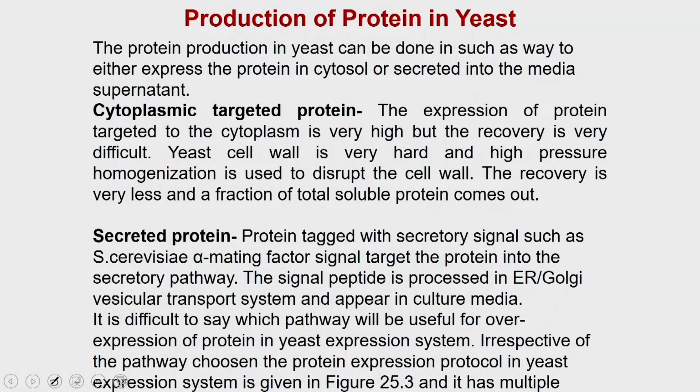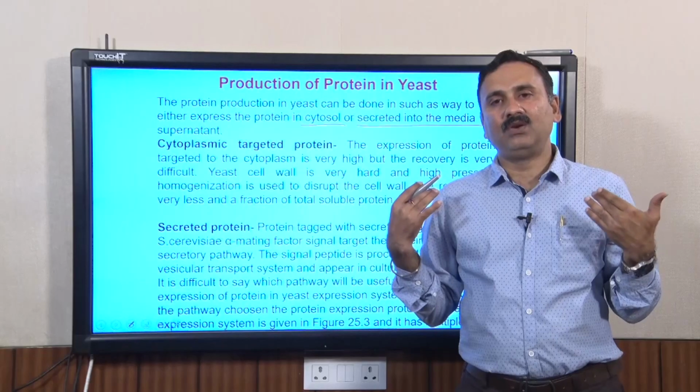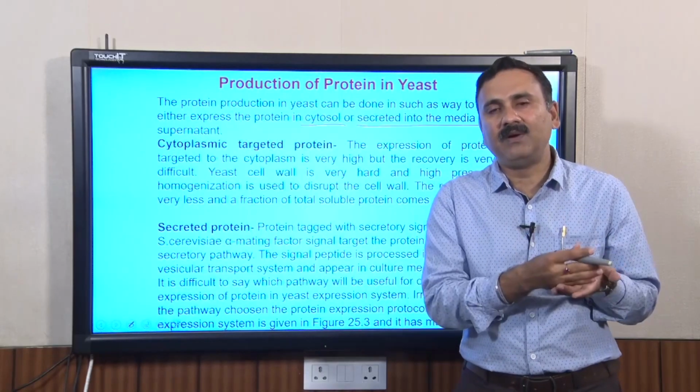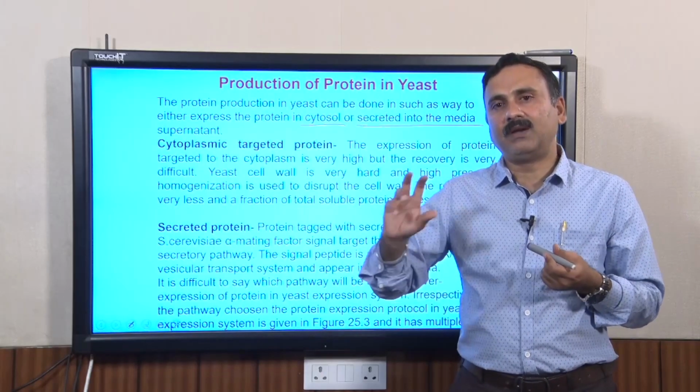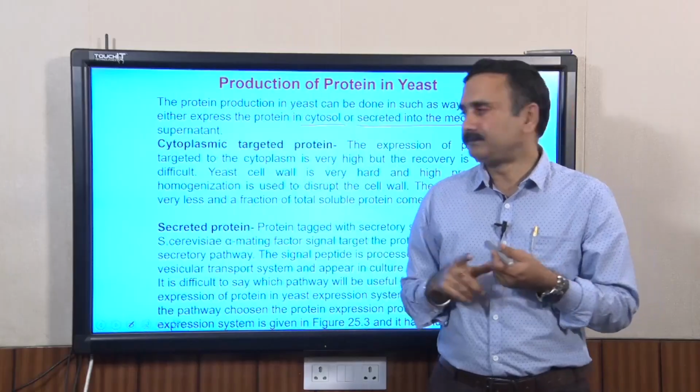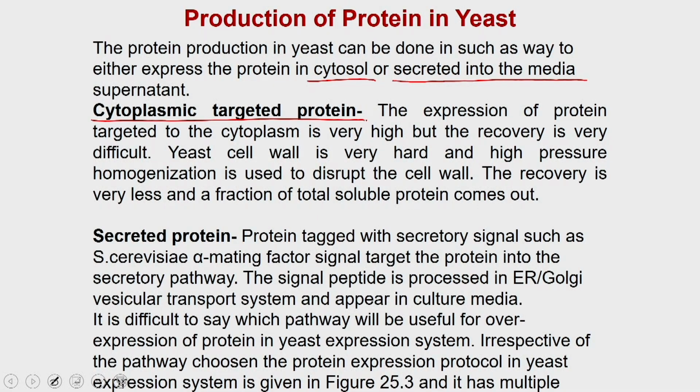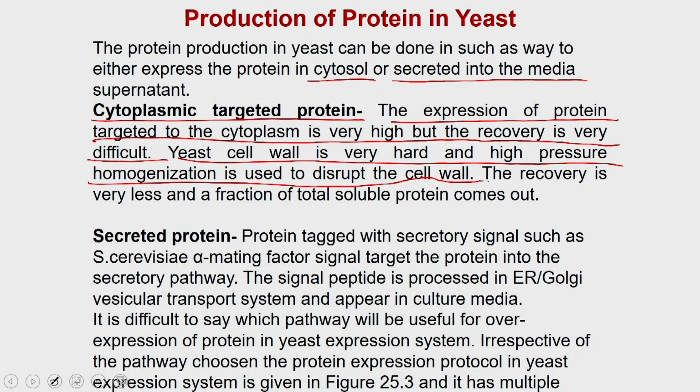You have the choice to produce the protein either in the cytosol, or to secrete the protein into the external supernatant, and that depends on whether you have any kind of tag present on the protein. If you have a tag present on the protein, that protein is going to be secreted. For cytoplasmic targeted proteins, the expression is very high, but the recovery is very difficult. The yeast cell is very hard, and a high pressure homogenizer is required to disrupt the cell wall. The recovery is very low, and only a fraction of the total soluble protein comes out.